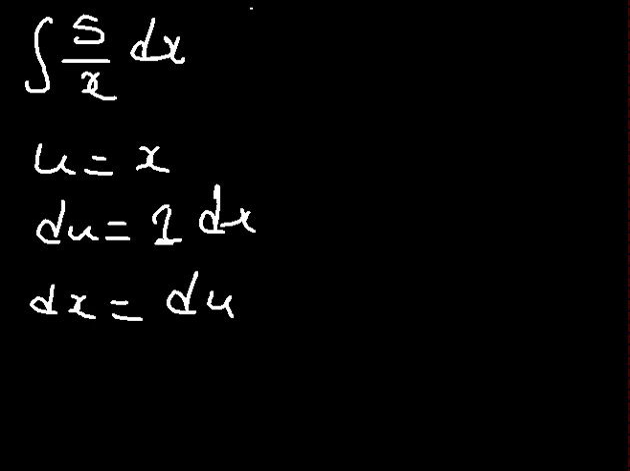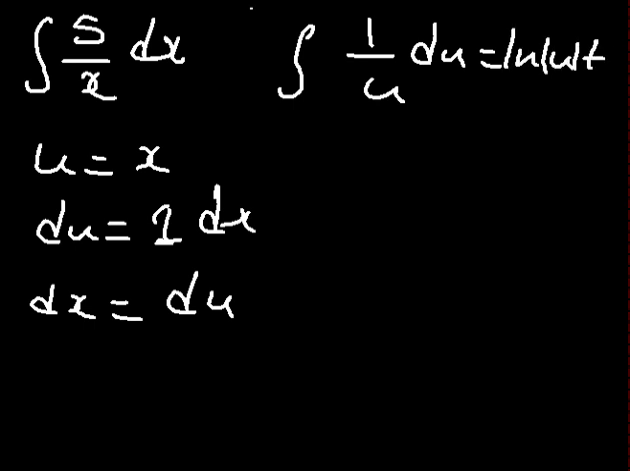Then we substitute du where there is dx, and put u where there is x. Which means we'll have the integral of 1 over u du. Now, what is the integral of the reciprocal of u? According to the log rule, we'll have ln u plus c, which gives ln x plus c. Now this is the integral.